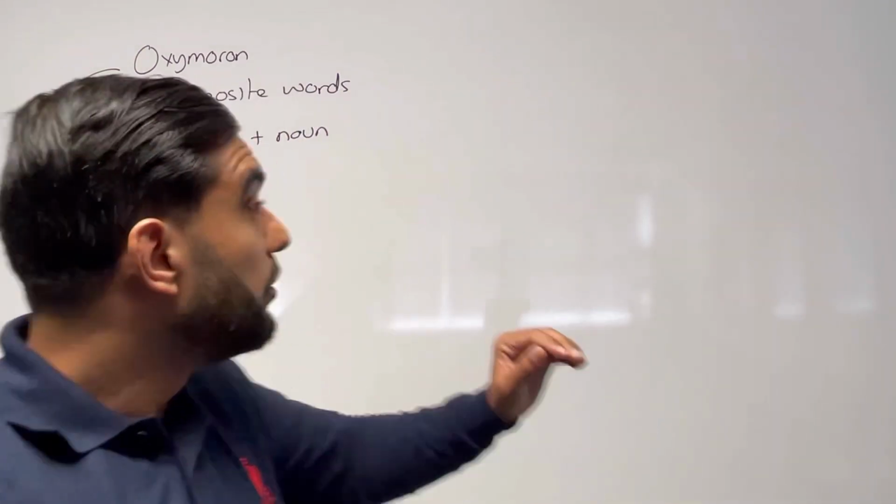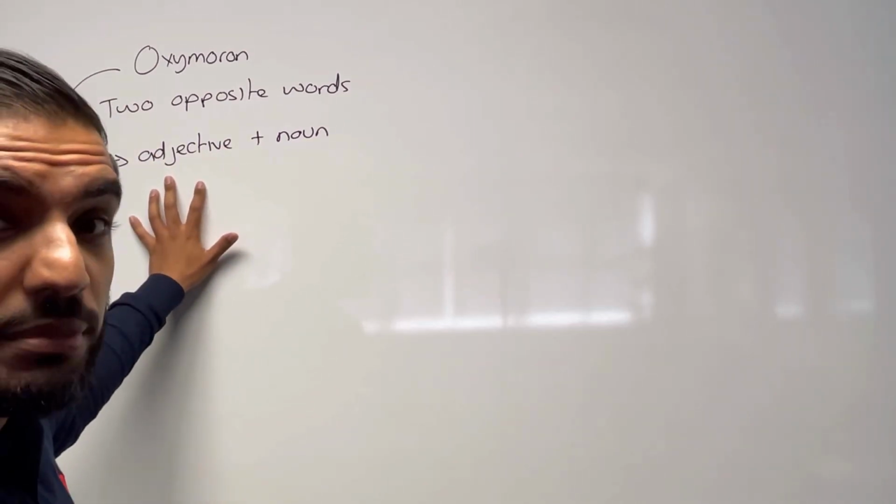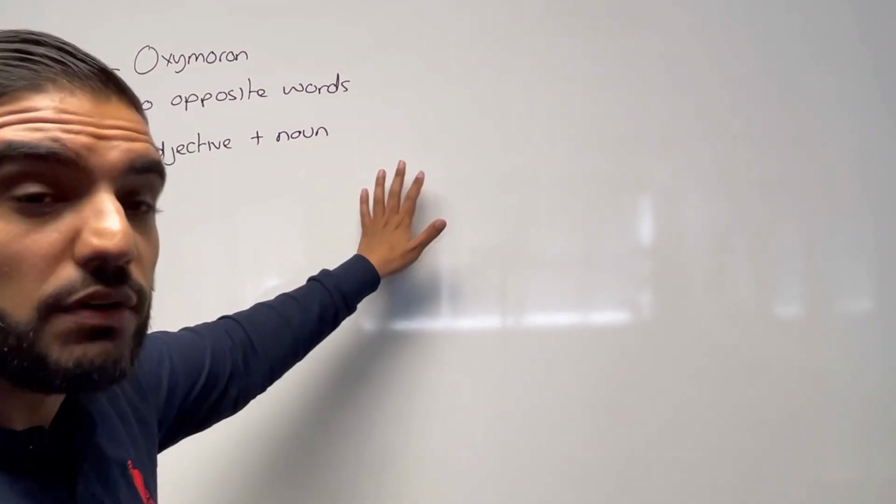I'm not here to sound clever, I am not here to make your life difficult. I want to give it to you so when you're in your exam, you can pick it up and go. So you pick an adjective plus a noun. An adjective is a describing word. A noun is the name of something.